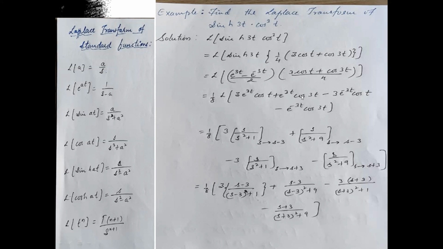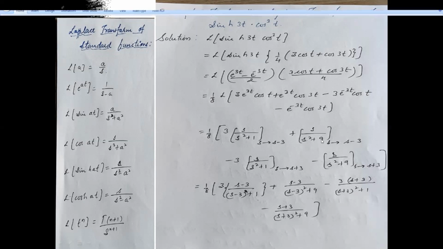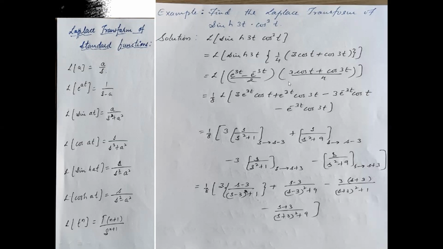Laplace transform of cos 3t is s divided by s square plus 9, and here the function is multiplied by e raised to 3t. Again we'll replace s by s minus 3. Then here minus 3 is constant, we'll keep outside. Again it is in the form of e raised to at into f of t. Find the Laplace transform of cos t. It is s divided by s square plus 1.